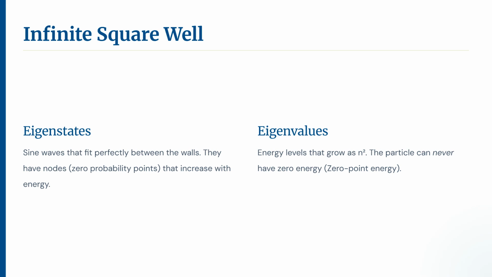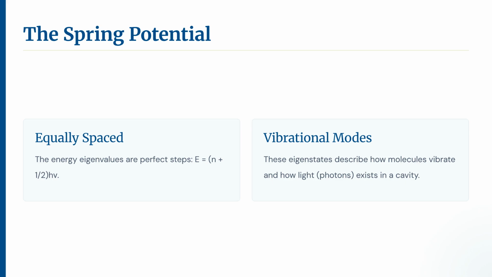In the infinite square well, the eigenstates are sine waves that fit between the walls, having nodes that increase with energy. The eigenvalues are energy levels that grow as n squared, with a non-zero minimum energy called zero-point energy. For the spring potential, the energy eigenvalues are equally spaced steps. These eigenstates describe vibrational modes, which are relevant to how molecules vibrate and how light exists in a cavity.